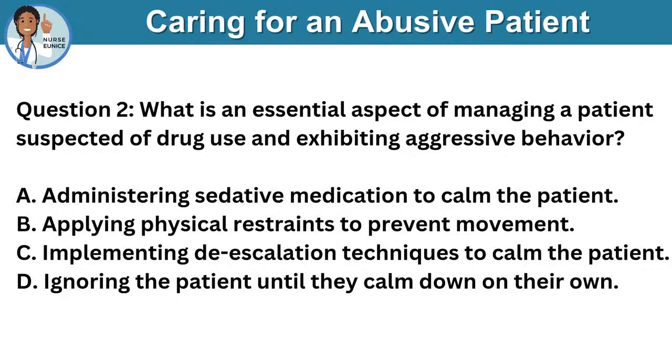Question number two. What is an essential aspect of managing a patient suspected of drug use and exhibiting aggressive behavior? A, administering sedative medication to calm the patient. B, applying physical restraints to prevent movement. C, implementing de-escalation techniques to calm the patient. Or D, ignoring the patient until they can calm down on their own.